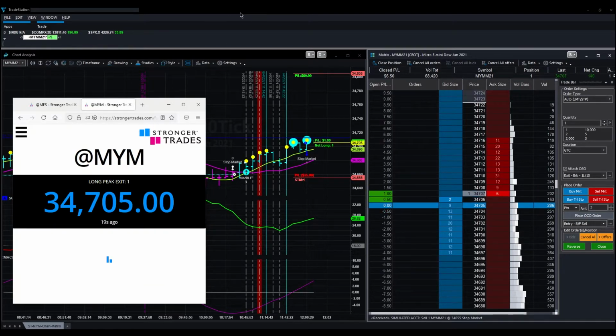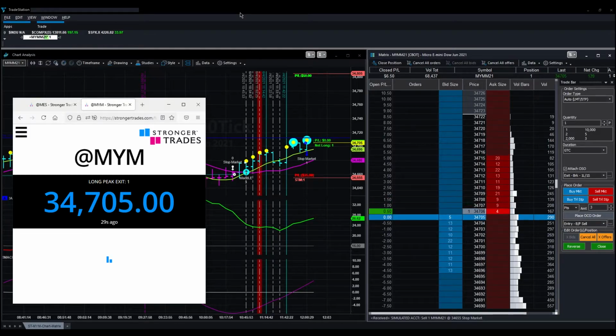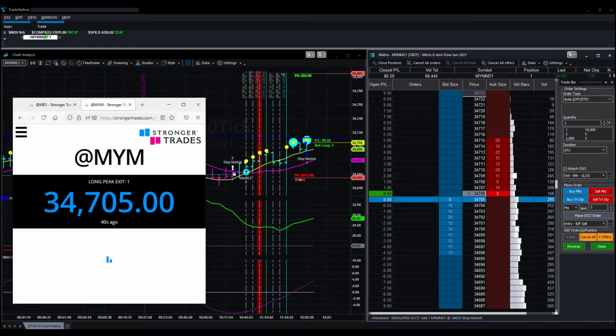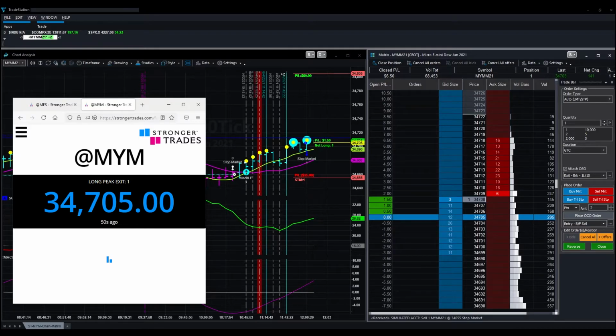You have a signal. This is our first peak exit signal at 34,705. I am going to wait for another exit signal.